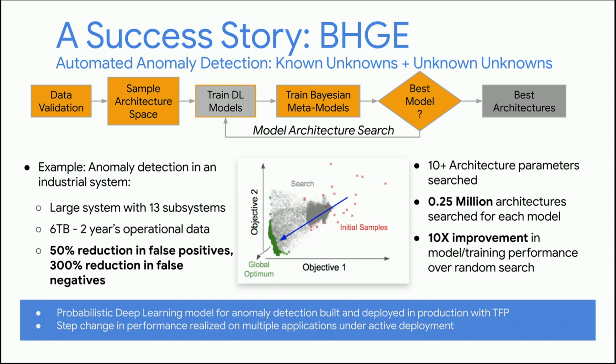So using TensorFlow Probability and TensorFlow, they're able to process an enormous amount of data, 6 terabytes. They are able to explore over 250,000 different model architectures, and to great profit, seeing a 50% reduction in false positives and a 200% reduction in false negatives. And this sort of flow graph represents their pipeline. The orange boxes you see here heavily use TensorFlow Probability to, as I said, treat the model as a random variable.